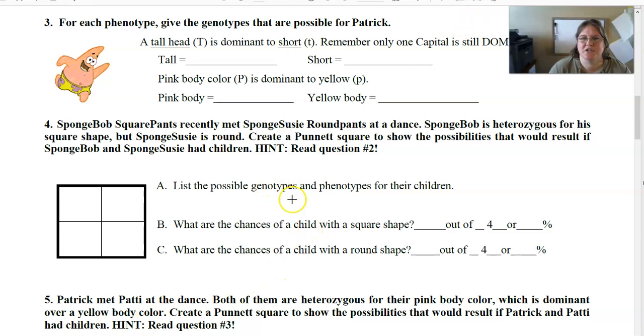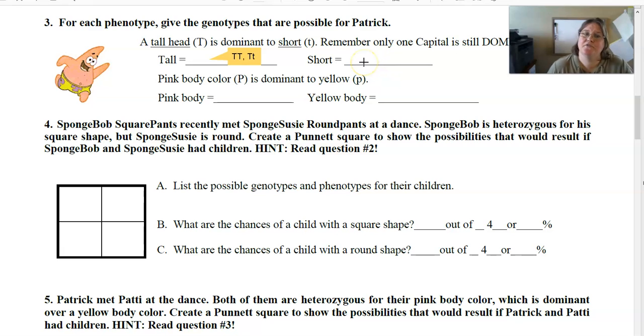All right, so we're on to question 3. It says for each phenotype, give the genotype that are possible. Now remember, tall head is just what you're going to see on the outside, but it's not the genotype. The genotype was the lettering. So if we were to see a tall head, what would we have to see? Well, we'd have to see a capital T and a capital T, or a capital T and a little t.